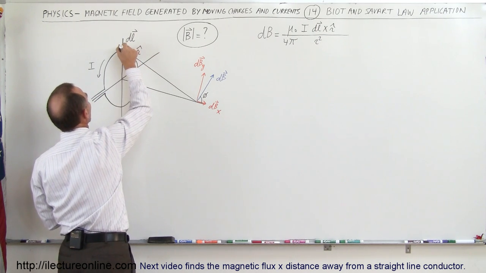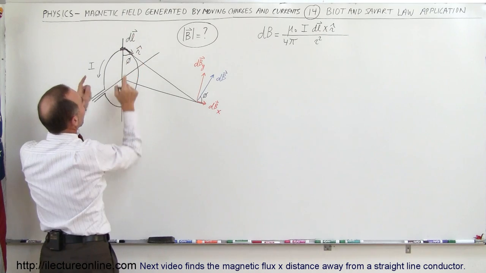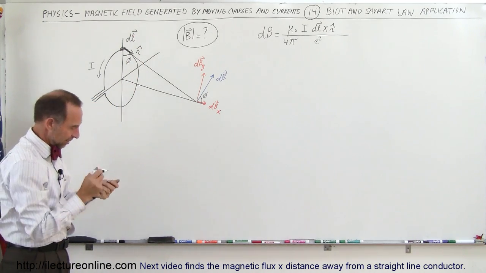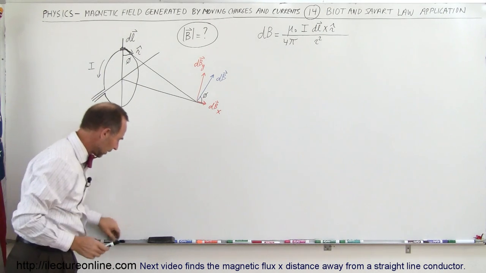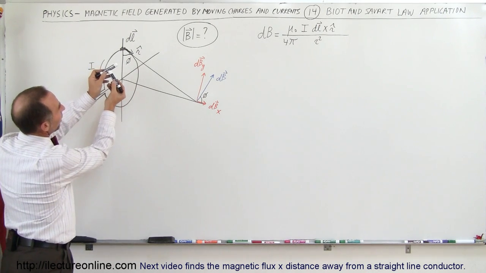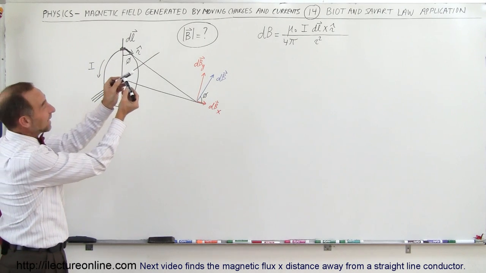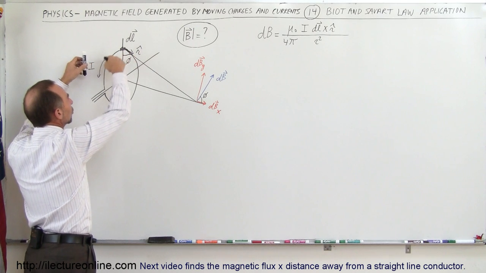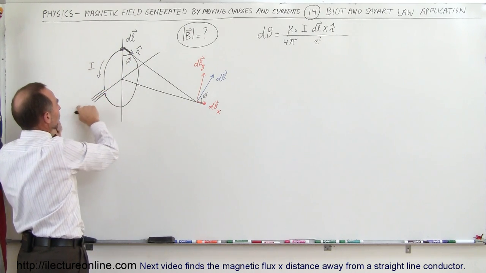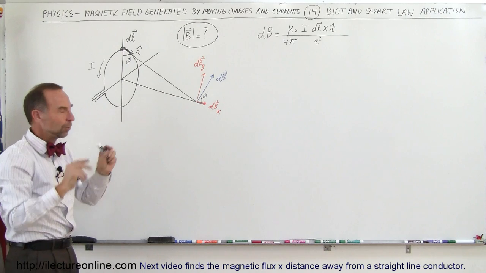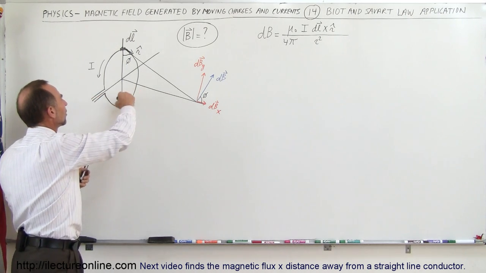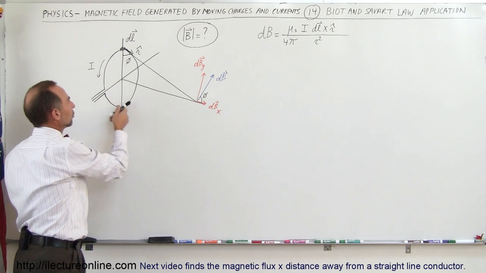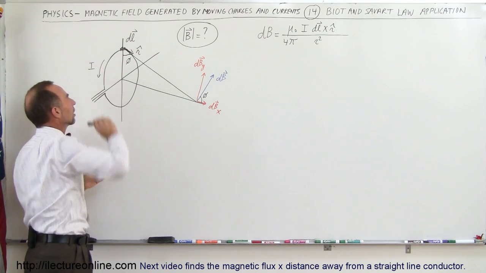And then we have, of course, a small dl in this direction. So my dl is like this, my r is like this, and notice that those two are always at 90 degrees. We're trying to find the magnetic field caused by a current loop. We're going to ignore this portion right here, the current coming in, going around the loop, coming back out. That's not significant. Simply, what is the contribution of this ring that's full of current? Notice that the current is flowing counterclockwise.